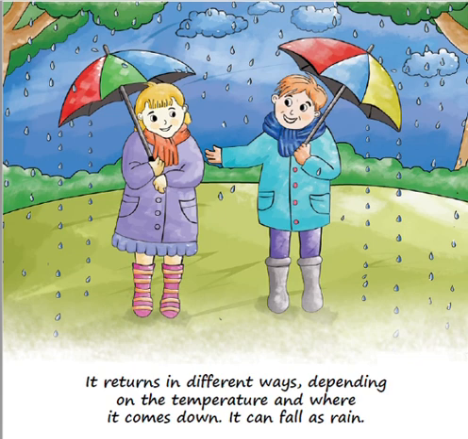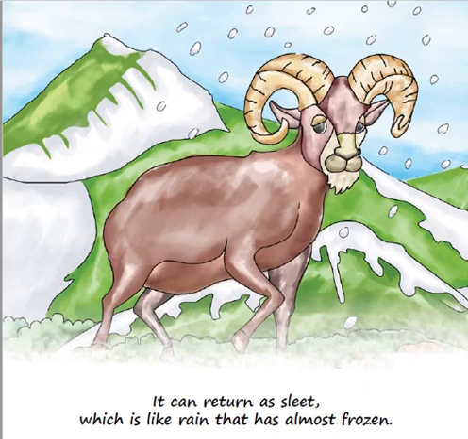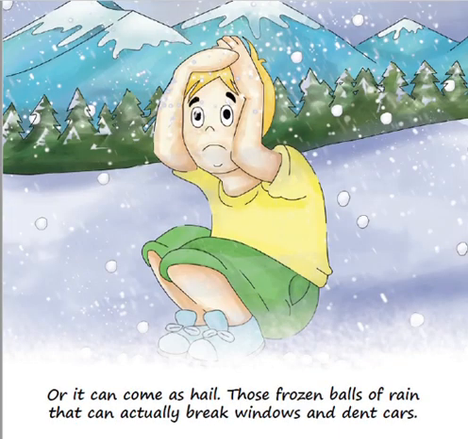It can fall as rain, or it can fall as snow. Did you know that no two snowflakes are the same? Something new that I have learned today. It can return as sleet, which is like rain that has almost frozen. Or it can come as hail. Those frozen balls of rain that can actually break windows and dent cars.